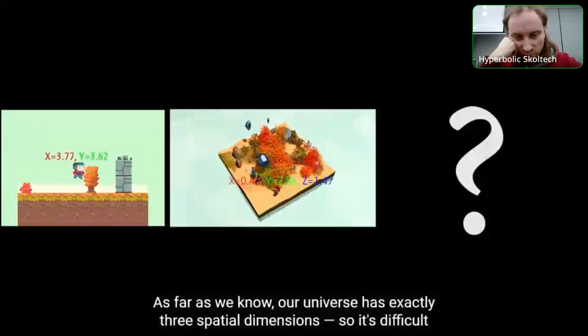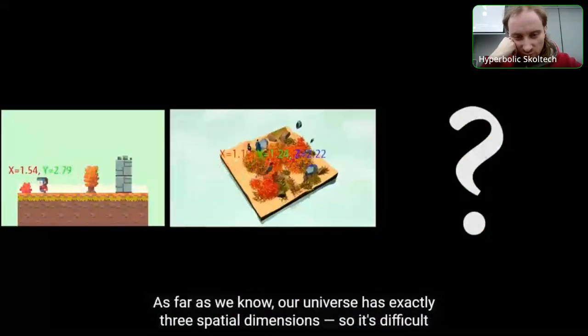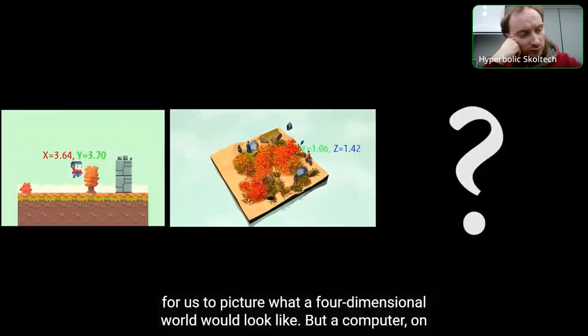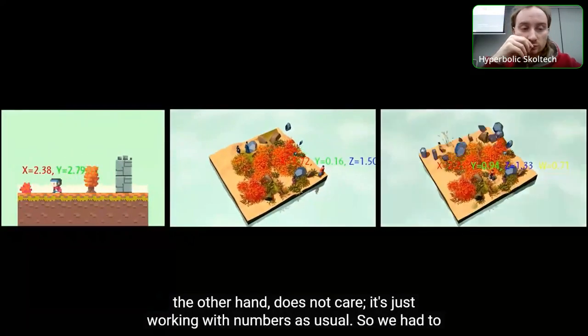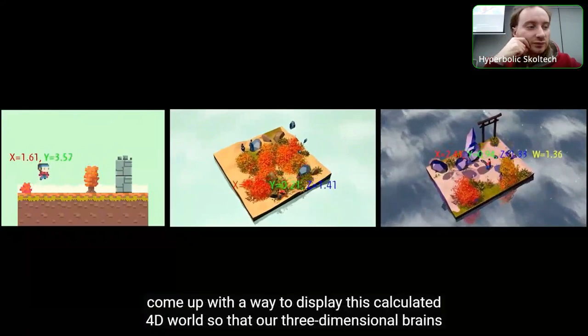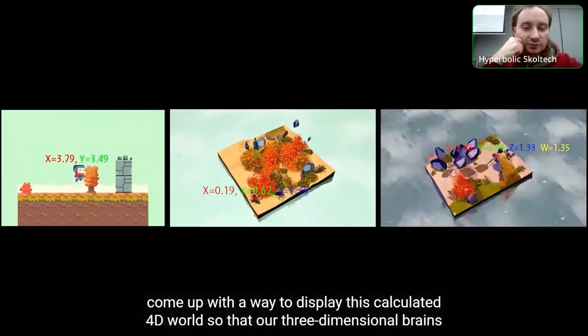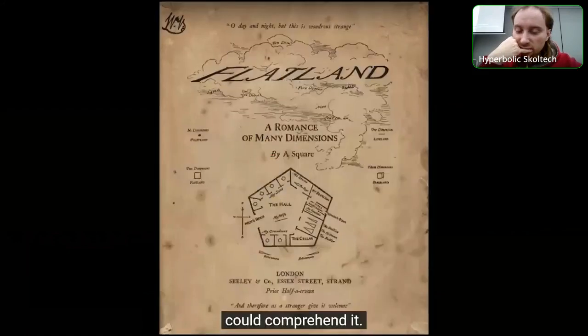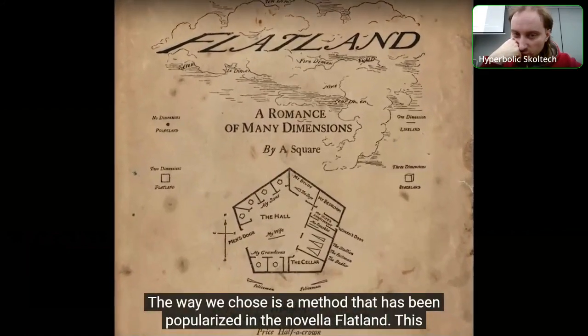However, as far as we know, our universe has exactly 3 spatial dimensions, so it's difficult for us to picture what a 4-dimensional world looks like. But a computer, on the other hand, does not care. It's just working with numbers as usual. So we had to come up with a way to display this calculated 4D world so that our 3-dimensional brains could comprehend it. The way we chose is a method that has been popularized in the novella Flatland.